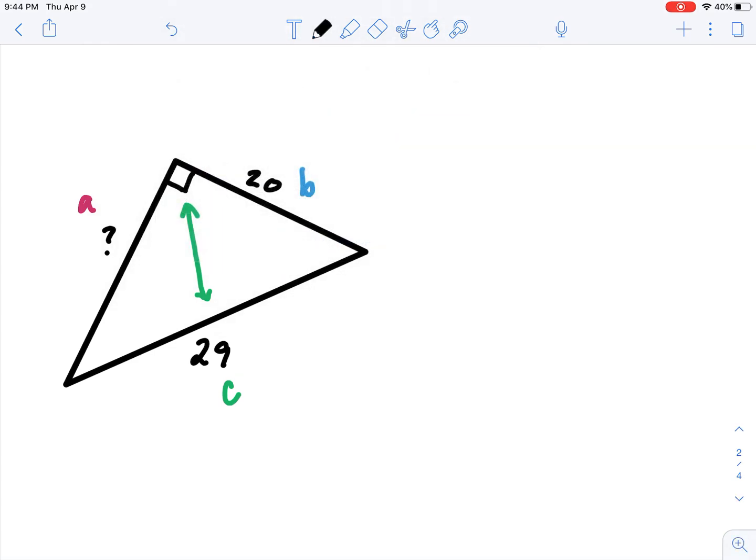Now I want to plug those into my formula. So it's a right triangle. That means I know A squared plus B squared equals C squared.